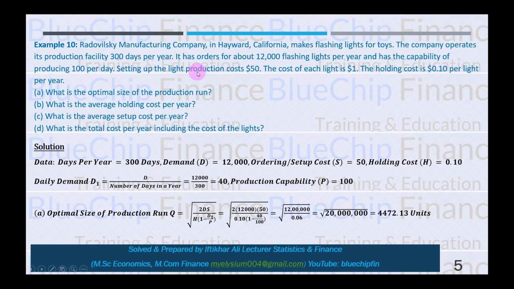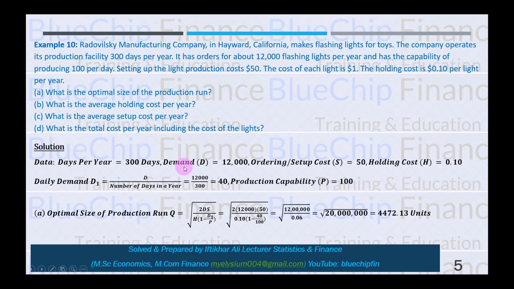Setting up the light production cost is $50. So ordering or setup cost S is equal to 50. The cost of each light is $1. So cost is also given in this question, which is $1, and the holding cost is 0.10 per light per year, and holding cost, which is 0.10, is also given.